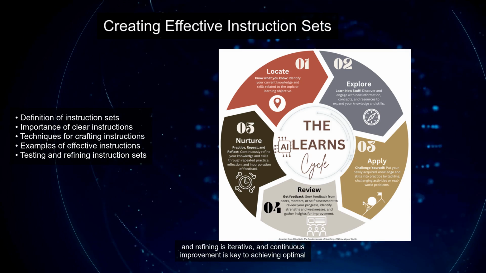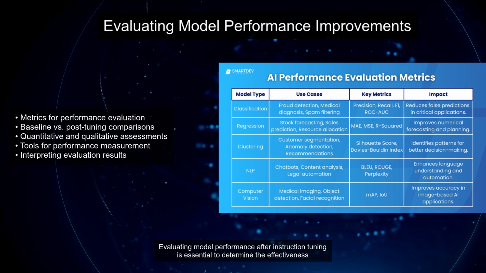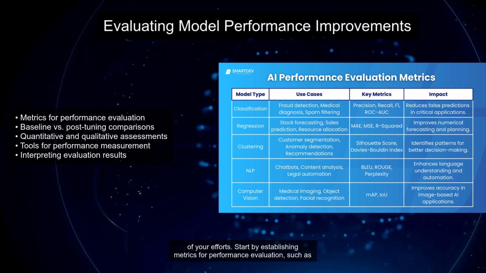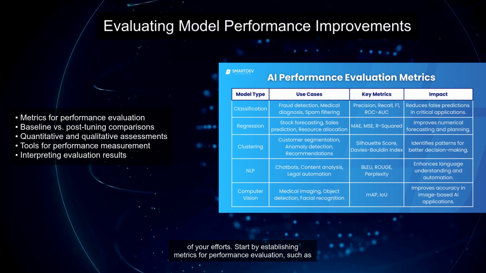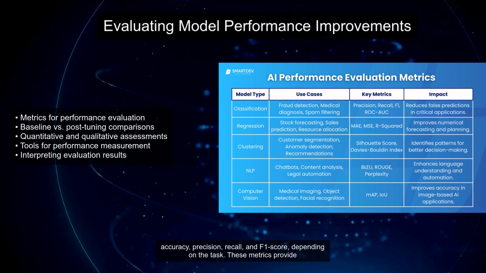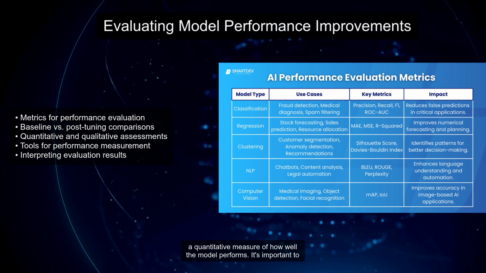The process of testing and refining is iterative, and continuous improvement is key to achieving optimal performance. Evaluating model performance after instruction tuning is essential to determine the effectiveness of your efforts. Start by establishing metrics for performance evaluation, such as accuracy, precision, recall, and F1 score, depending on the task. These metrics provide a quantitative measure of how well the model performs.